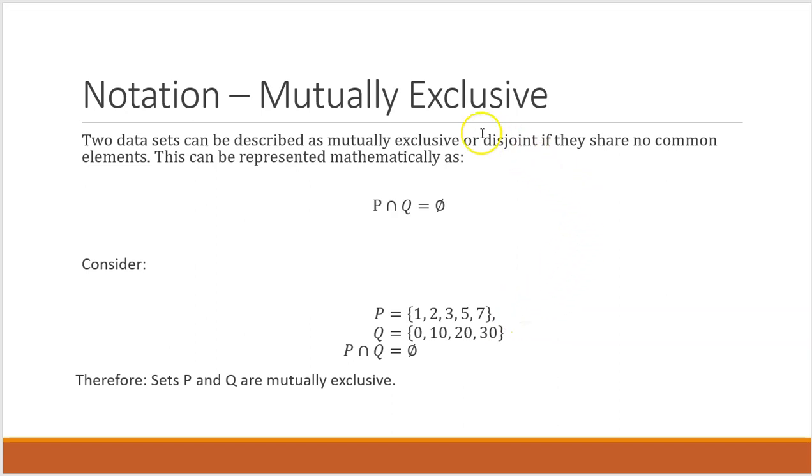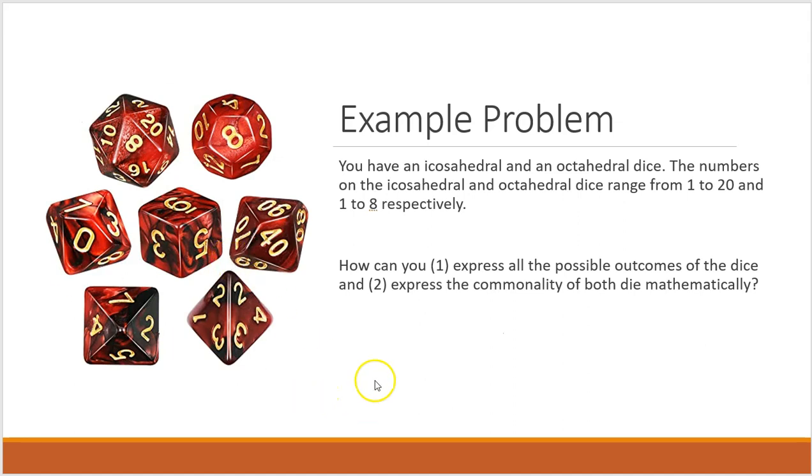So that concludes all of the new notation that we're going to use for now. So let's go back to our original question of the dice. You have an icosahedral and an octahedral dice. The numbers on the icosahedral and the octahedral dice range from 1 to 20 and 1 to 8 respectively. How can you, 1, express all the possible outcomes of the dice, and 2, express the commonality of both dice mathematically? Well, we can do this using sets.